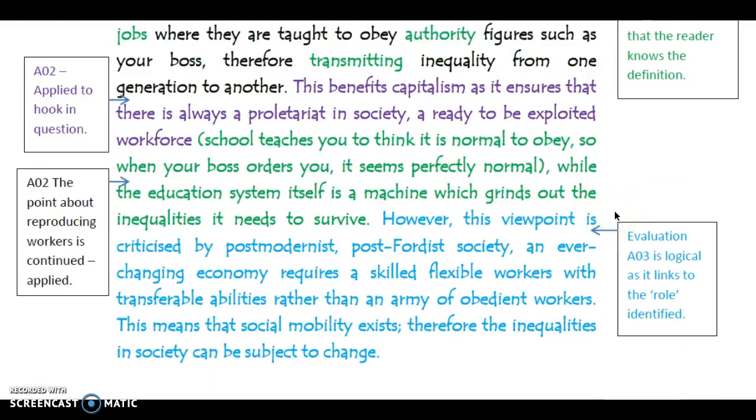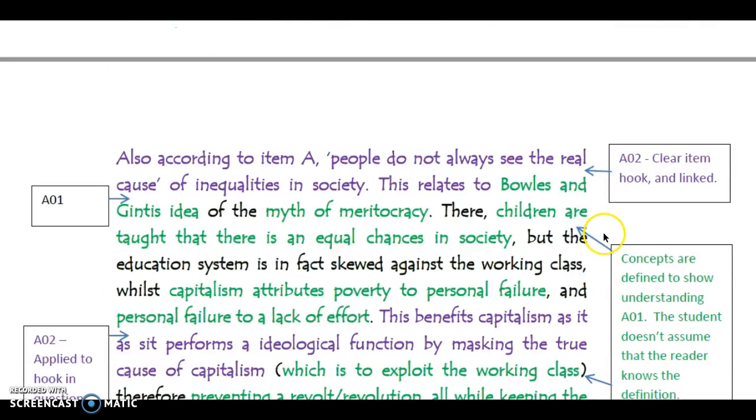So this AO3 is logical. It follows on, and this is what we would like to see in your answers. This flow from the item, you're attaching your knowledge, you're linking to the second part of the question, and then your analysis or evaluation flows logically. Okay, so this student has so far showed decent application, decent knowledge and analysis of that paragraph.